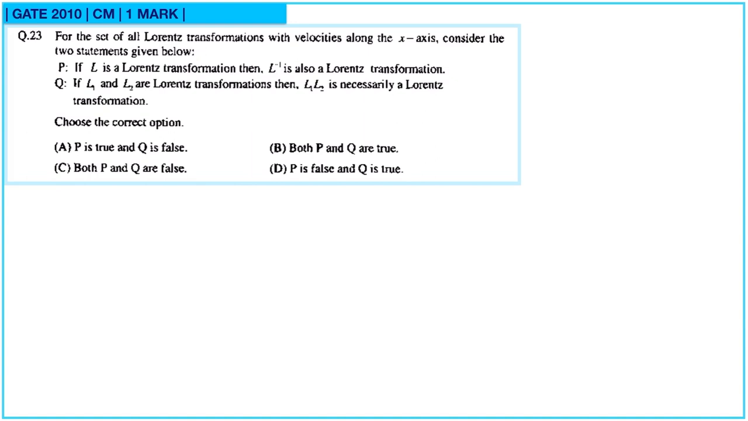Question number 23. For the set of all Lorentz transformations with velocities along the x-axis, consider the two statements given below. P: If L is a Lorentz transformation, L inverse is also a Lorentz transformation, which is correct. Q: If L1 and L2 are Lorentz transformations, then L1 L2 is necessarily a Lorentz transformation. So both P and Q are correct, so option B is right.